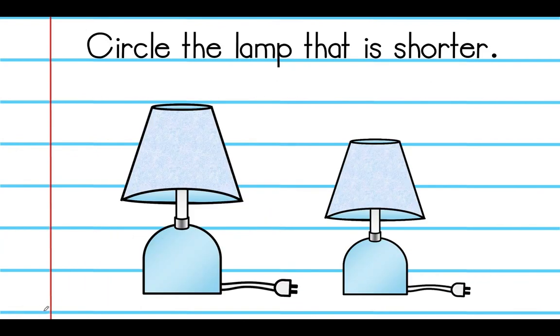The next one is looking at lamps. So we have one lamp here and one here. Look and see which one do you think is shorter. Point to the one that's shorter. And then I'm going to circle it. If you picked this one, that is correct. This one is shorter.